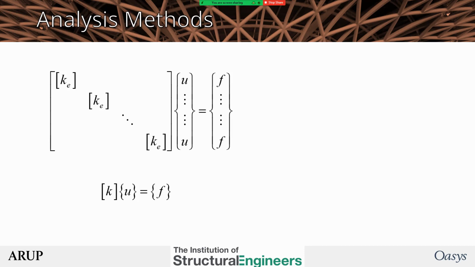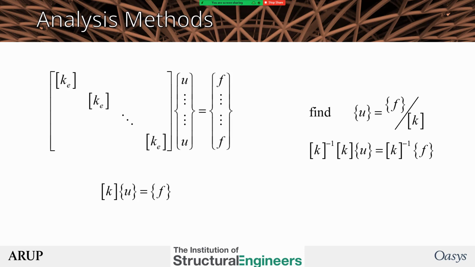And for simplicity, I've shown them separately, but in reality they'll actually overlap and combine wherever they have a shared node. And for extra simplicity, we can write this as Ku equals F, so the stiffness matrix K times the displacement vector U equals the force vector F. Now, we need to find the displacements U, but we can't divide by a matrix. Instead, we need to multiply by the inverse of the stiffness matrix on both sides.